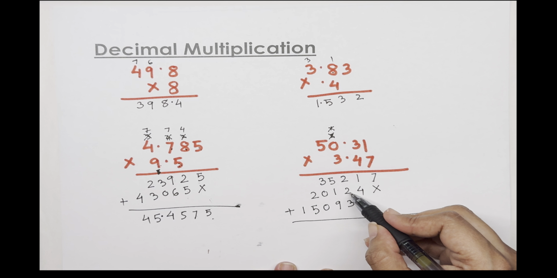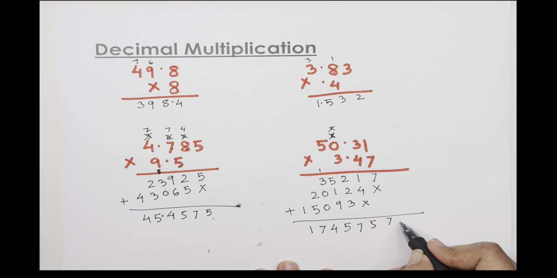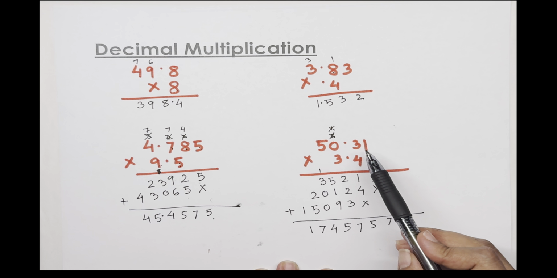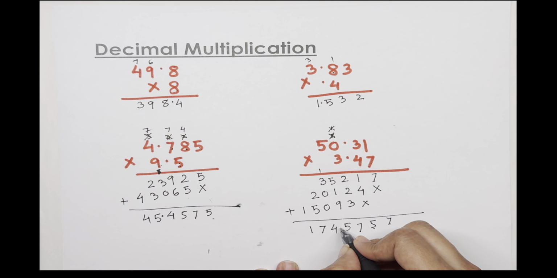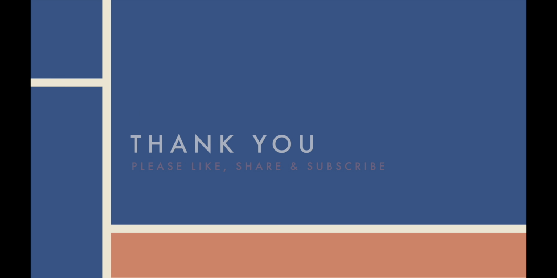Let's find out how many digits are there after the decimal. 2 on top, 2 on bottom. So total is 4. 1, 2, 3, 4. So let's put the decimal starting from the extreme right, and we go 4 steps because you can see there are 4 digits after the decimal. 1, 2, 3, 4. So 1, 2, 3, 4 and put a decimal. The product is 174.5757.